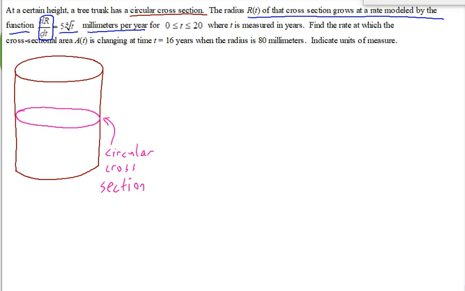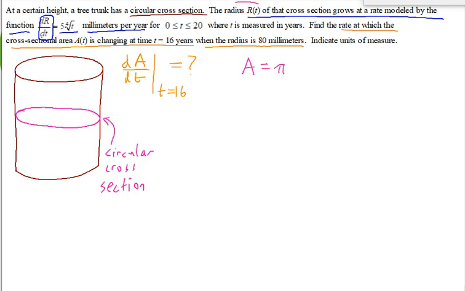Find the rate at which the cross-sectional area is changing at time 16 years when the radius is 80 millimeters. So we're trying to find the rate of change of the cross-sectional area, just the area of the circle, specifically at t equals 16. So here, even though overall it's like a cylinder, we're really just focusing on what's happening with the circular cross-section here. So what relates the area to the radius is the area formula for a circle. A equals pi. Normally I'd use lowercase r, but here in the problem they use capital R to represent the radius in both this notation and its derivative.